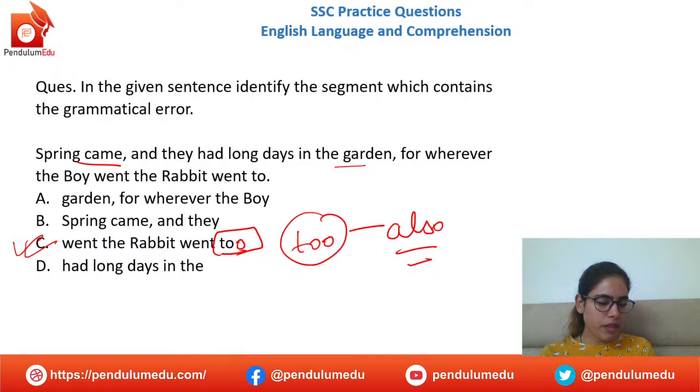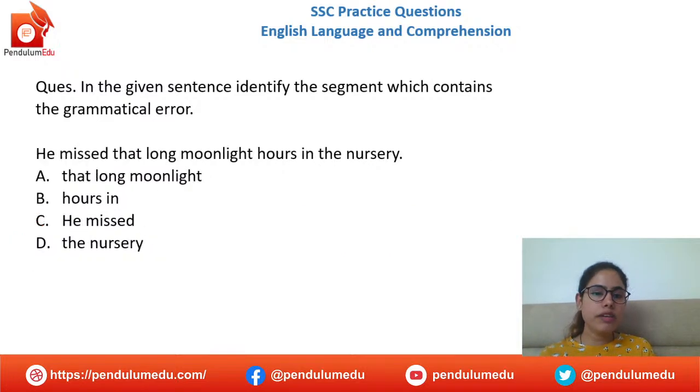चलिए. बट मैं आपको थैंक यू कहूंगी इस बात के लिए. चलिए आगे बढ़ते हैं. नेक्स्ट पर रियल रिबेलियन फोकस करके एरर बताएंगे. He missed that long moonlight hours in the nursery. क्विकली, इफ यू कैन ग्रैब द एरर, फटाफट से बताएंगे लर्नर्स.